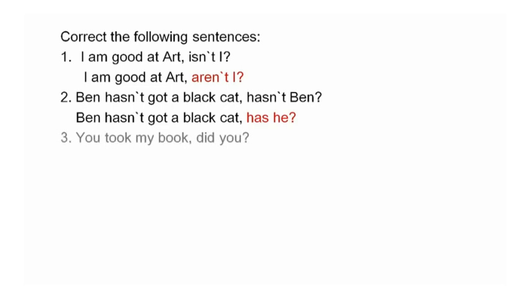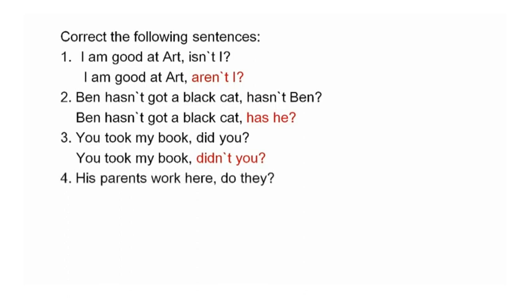Number 3, you took my book, did you? Now, why is this question tag here, did you, incorrect? The correct sentence is, you took my book, didn't you? Didn't must be in this question tag because the sentence is positive, and we add you at the end of this question tag. Number 4, his parents work here, do they?